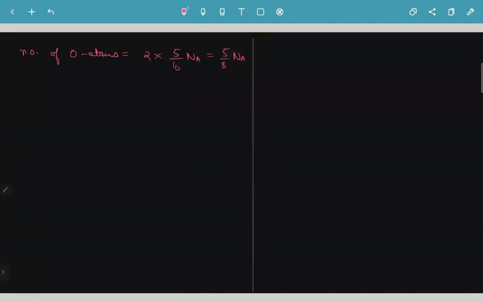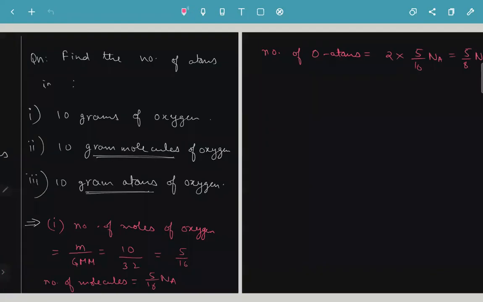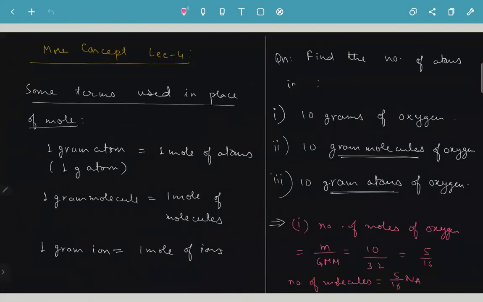When we say oxygen, it refers to oxygen gas. When we say nitrogen, it refers to nitrogen gas. It refers to the most stable state of that substance. Oxygen exists as O2 molecules. Nitrogen exists as N2 molecules. Whenever we say oxygen, it refers to that substance in its stable form. So, question number 1, the answer is 5 by 8 Na.